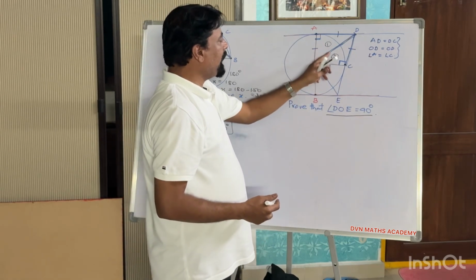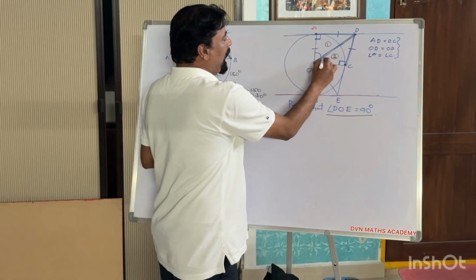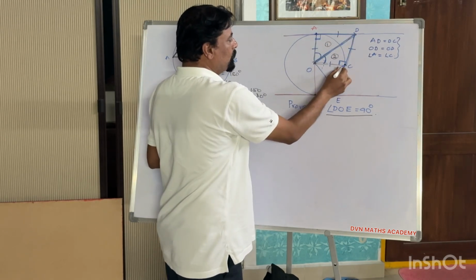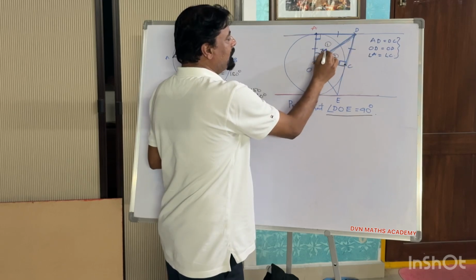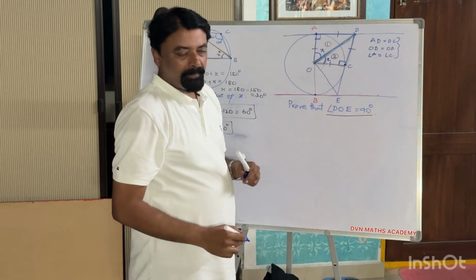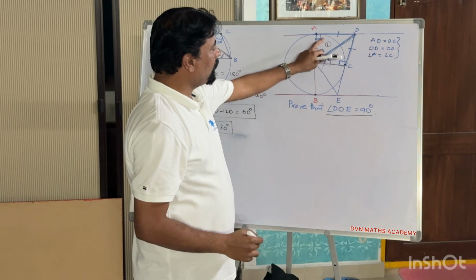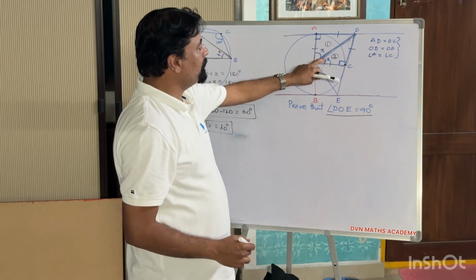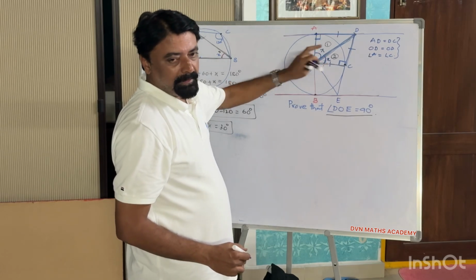Therefore, when these two triangles are congruent, these two angles are equal. I mean angle AOD is equal to angle COD. If you say this is X and this is X, if you prove these two triangles are congruent, then you can say this angle is X and this angle is X, because of CPCT, these two angles are equal.